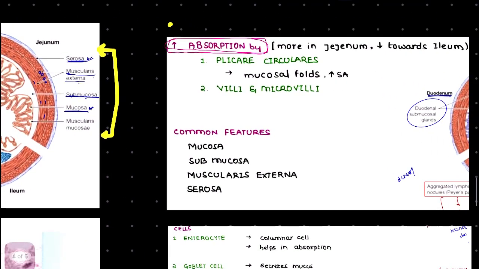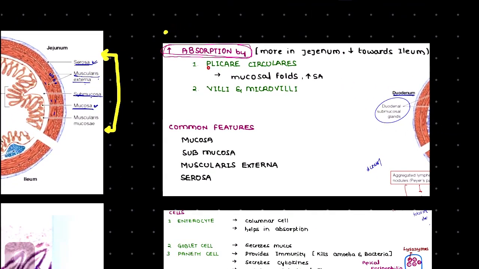Now there comes the term plicae circulares. What are these plicae circulares? These are mucosal folds. We talked about the mucosa right here, the innermost structure. What is the importance of the mucosal fold? It helps in increasing the surface area.